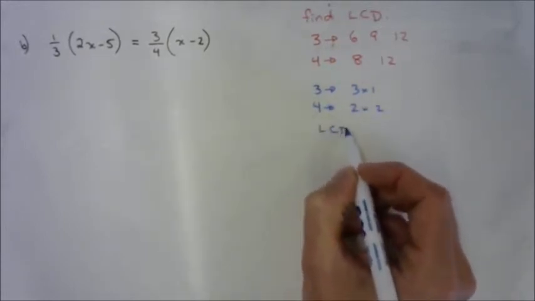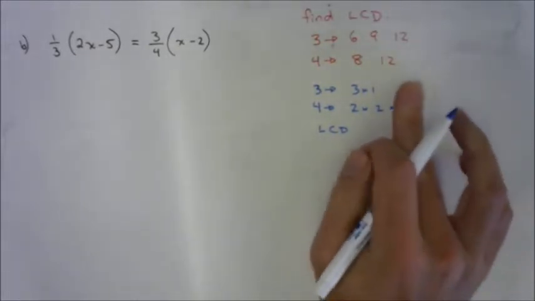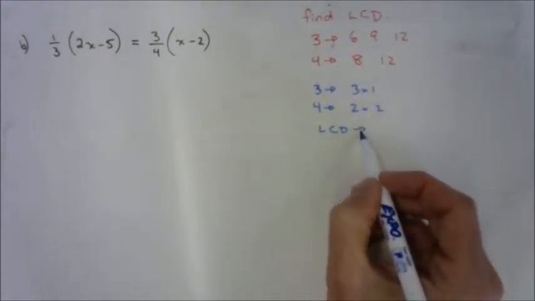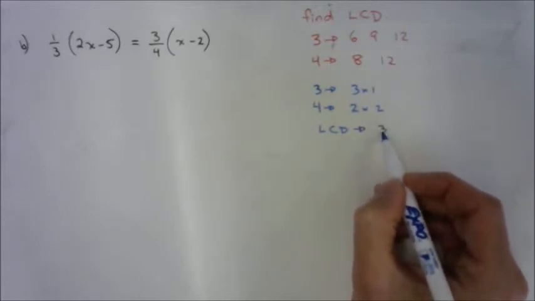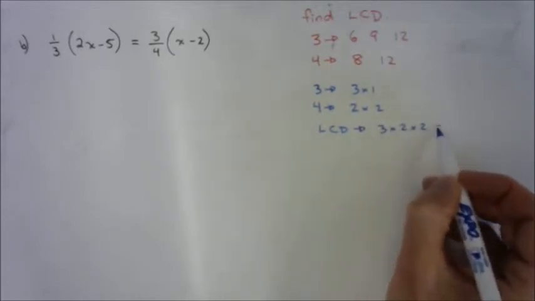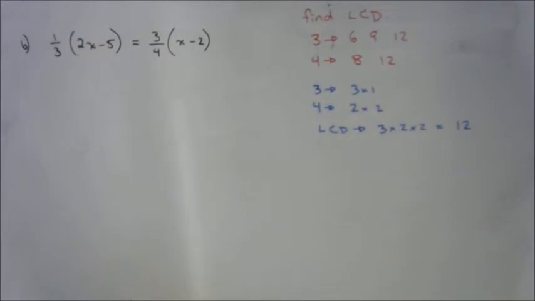So the lowest common denominator, I guess times 1 if you wanted to do the times 1, but you don't have to. So the lowest common denominator here is 3 times 2 times 2, which is 12.